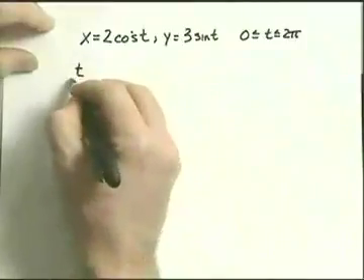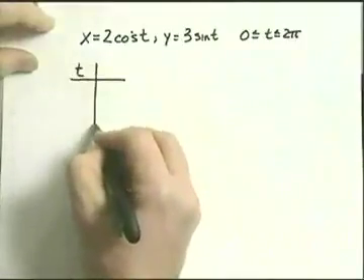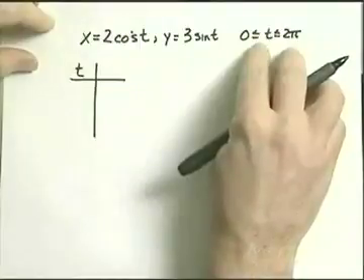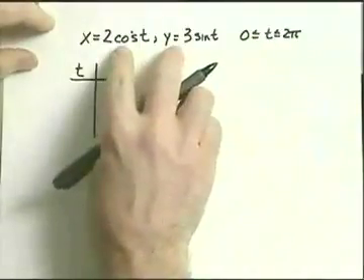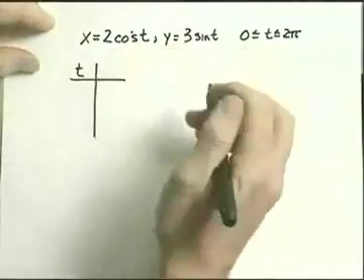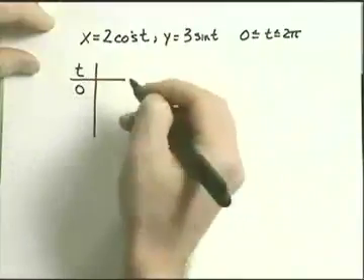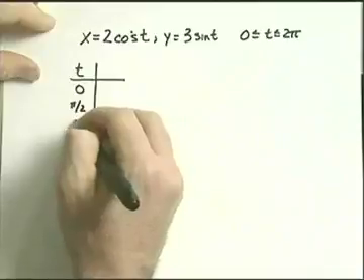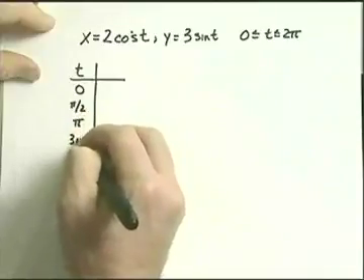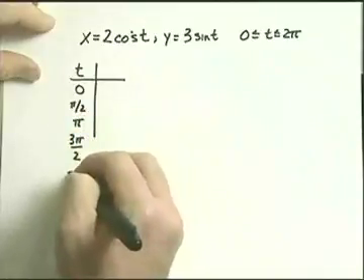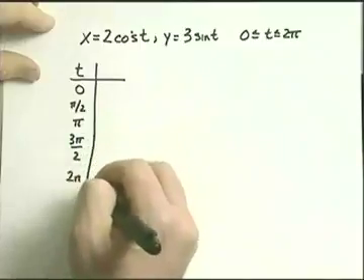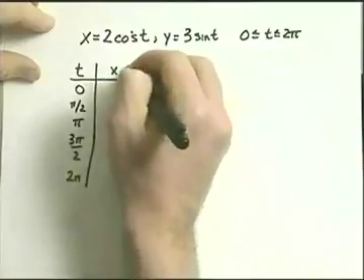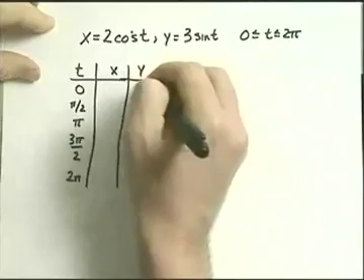The idea is the same. Choose values of t within the given interval and then use the equations to find the values of x and y. What I'm going to do is choose values of t that work nice: 0, pi over 2, pi, 3 pi over 2, and then 2 pi. Then I can figure out x and y.